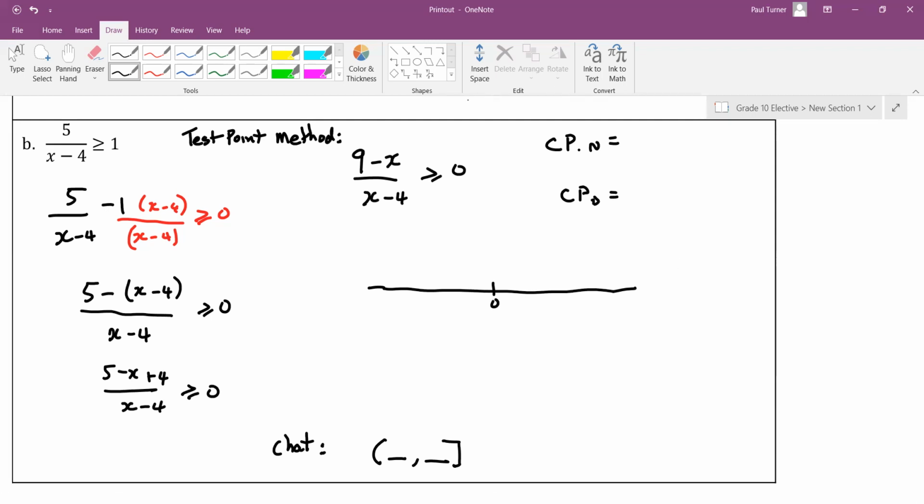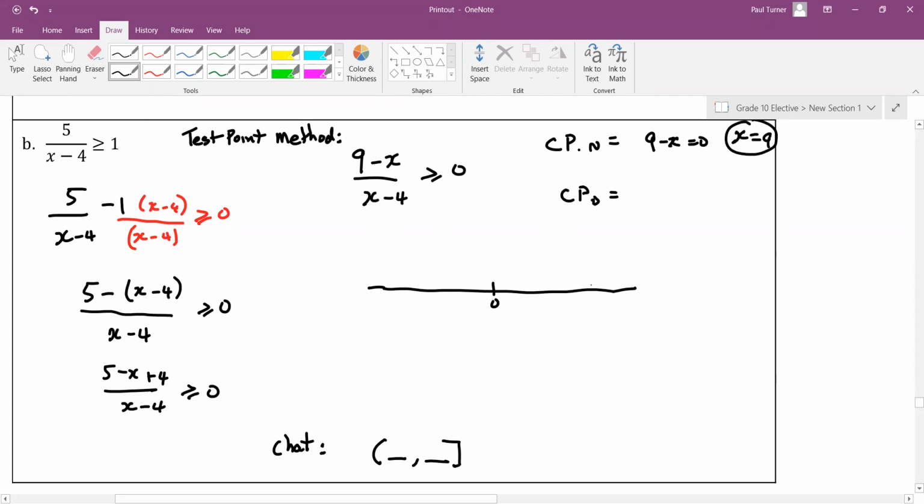So another answer. Who else? Yeah, Nicole, that's correct. That's right. So Nicole's got the right answer. Who else? Let's take a look. You've got 9 minus x, so let's write 9 minus x equals 0. So that means x equals 9.